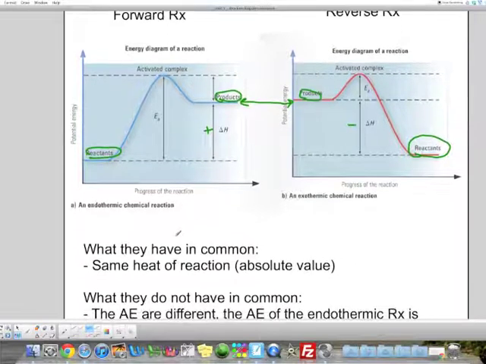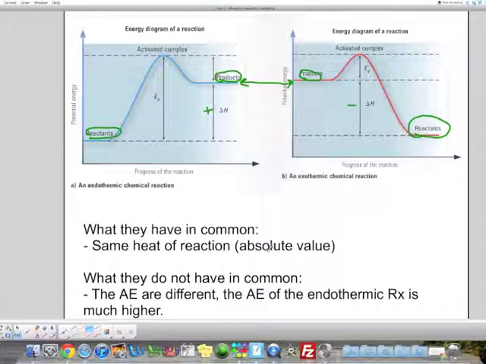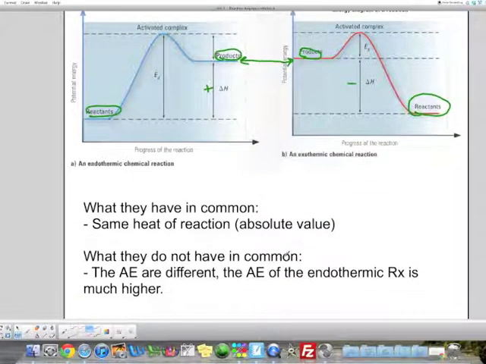So what do they have in common? Same heat of reaction, absolute value. So yes, one is positive, one is negative, but the value per se is the same. What they don't have in common, the activation energies are not the same.